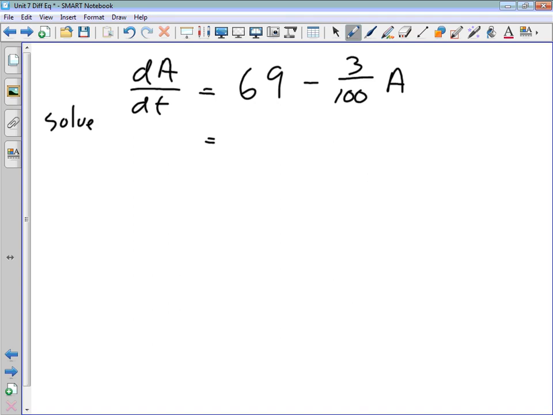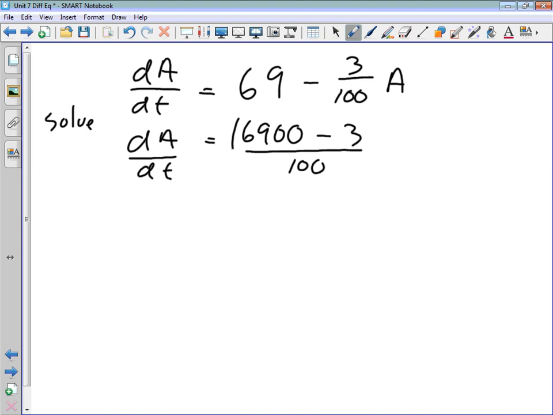Well, let's start by getting a common denominator here. So we'll have dA/dt, and we'll get a common denominator of 100. So this is like (6900 minus 3) all over 100, all times A. So I'm kind of grouping all of this stuff together in terms of one factor on my A here. And then what I'm going to want to do is, maybe I didn't want to do that step. That's going to make this a little trickier.